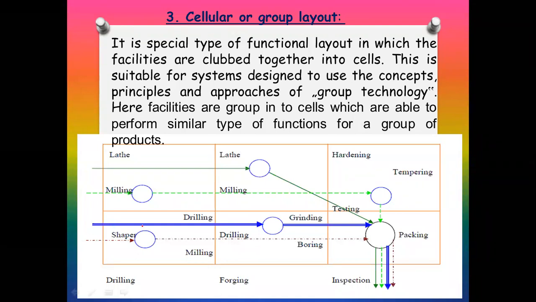Now see the drilling. Blue color items are going only in the drilling, grinding and packaging. Shaper, drilling, packaging. So like this, special type of functional layout in which the facilities are clubbed together into cells. This is suitable for systems design, the use of concepts, principles, approaches of group technology. Hence the facilities are grouped into cells which are able to perform similar type of functions of the group products. Similarly, that type of products are divided into groups and we are sending them to the output, to the outside, that is the packaging or inspection or some other operations.